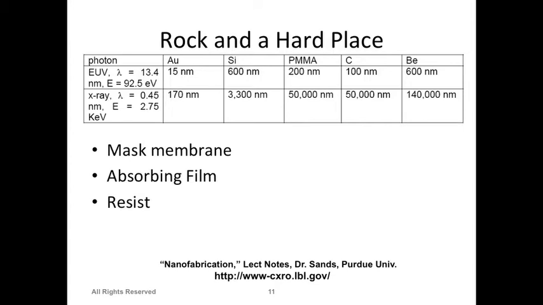So for PMMA, the penetration depth for extreme UV is 200 nanometers, and in this case it's 500, like 15 microns. So PMMA has more penetration depth in the hard X-ray, which is not a good material to be used in a mask, but it may be a good material to use in a photoresist where you can have a good exposure.